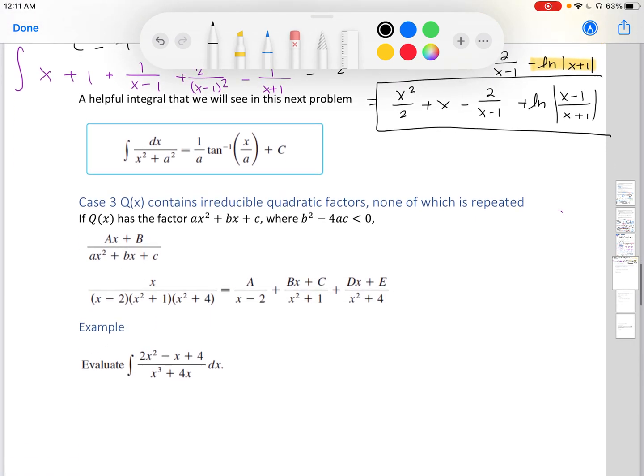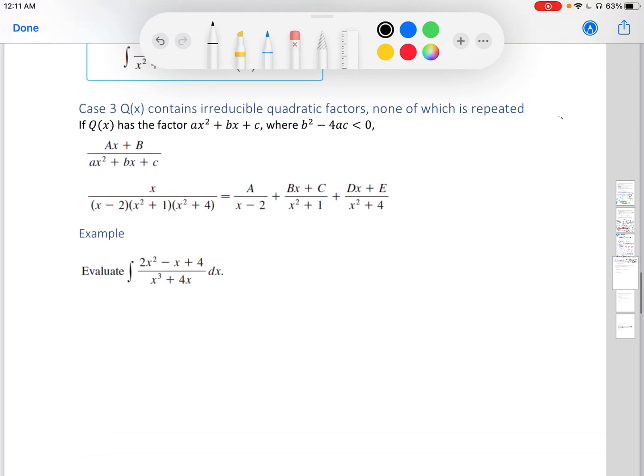All right, let's continue. A helpful integral that we will see in this next problem is the integral of 1 over x squared plus a squared. It's the same as 1 over a tangent inverse of x over a plus c. So this is when one of the factors of our denominator is not linear.